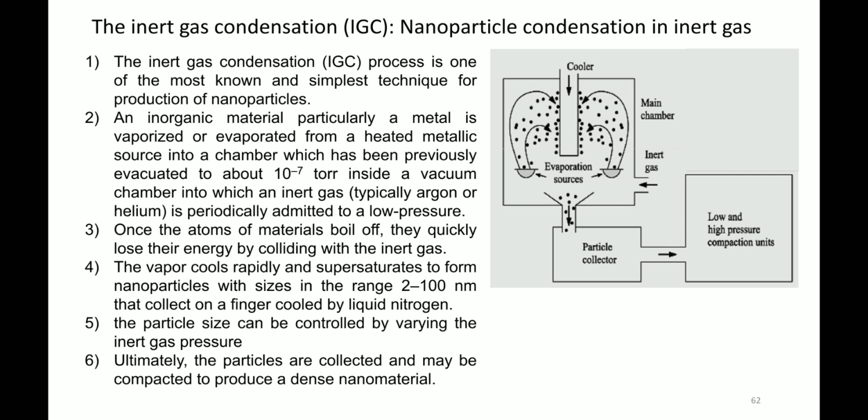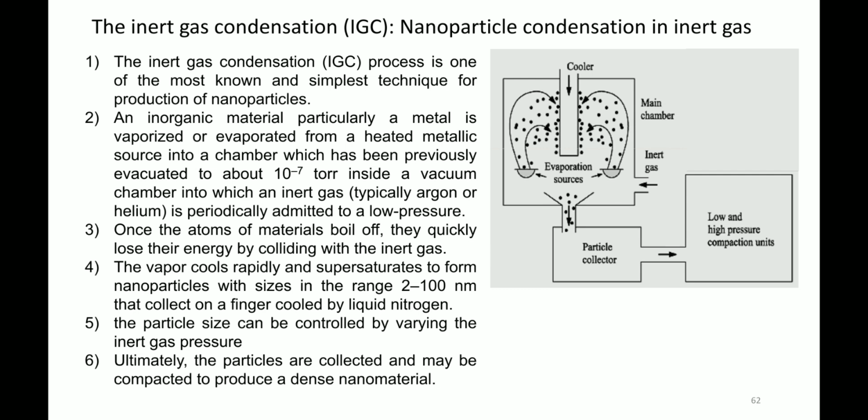Suppose someone wants to change the particle size, say to make one powder at 10 nanometer and another powder at 80 nanometer. If you want two different particle sizes, then you have to run the system at different inert gas pressures, because initially the pressure in the chamber is 10 raised to minus 7 torr. So there is a low pressure, 10 raised to minus 7.